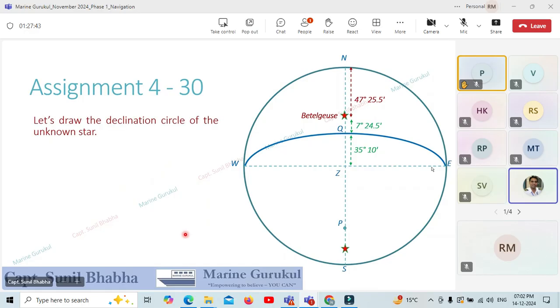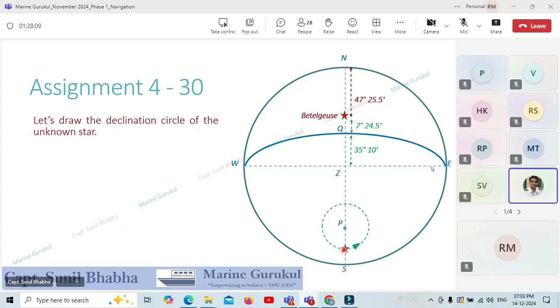Now let's draw the declination circle of the unknown star. The star is here. The declination circle will pass from the position of the star and it will be centered at the pole. So we have the declination circle of the star in our rational horizon diagram. The star will be moving in the direction of the arrow. Like this, the star will be moving in this particular direction.